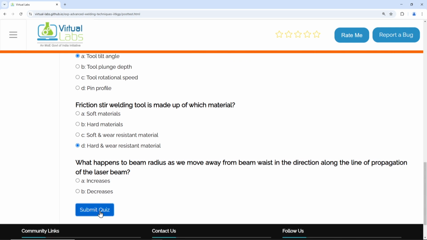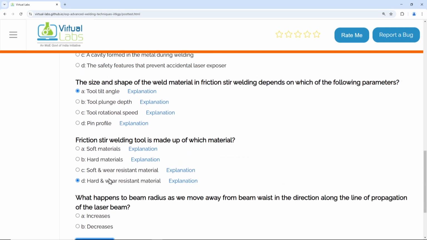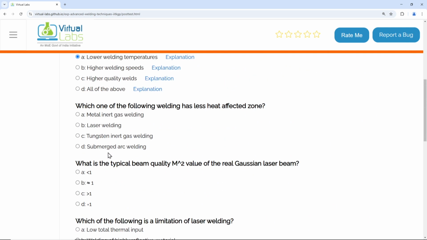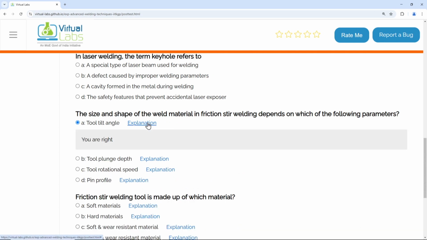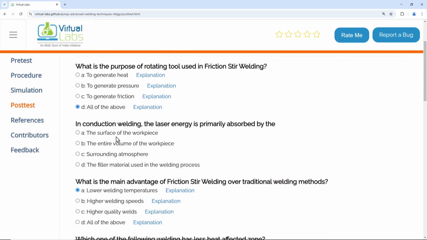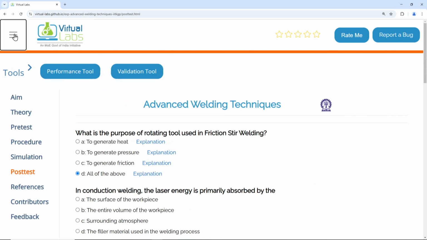So I will submit only the friction stir questions, and all these questions are marked right, and I can also see the explanation. For example, for the tool tilt angle, yes, you are right, this is the explanation given. So this is regarding the advanced welding techniques. One last experiment I would like to walk you through is not any other welding process, but I will try to study the characteristics of the weld bead.